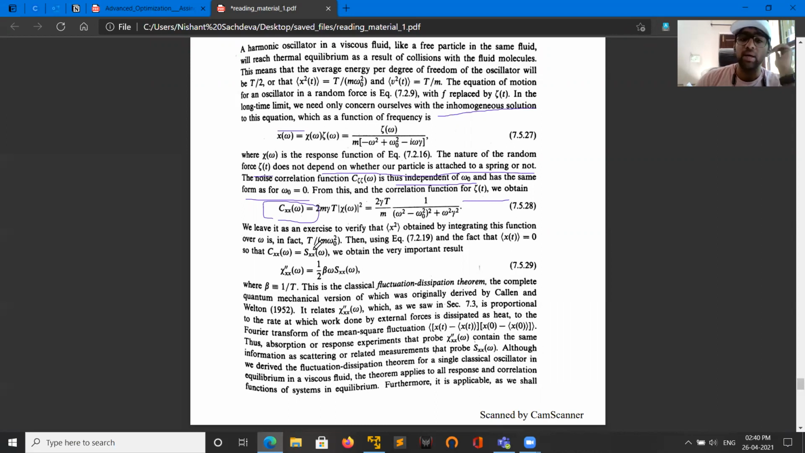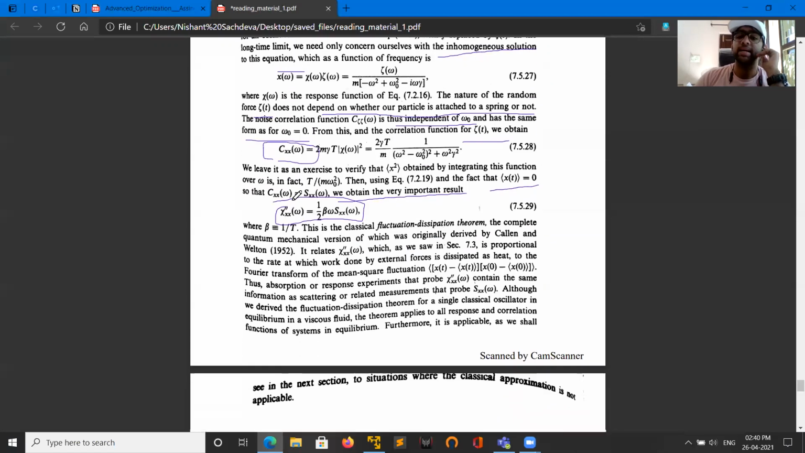Then using equation 7.2.19 and the fact that the average of x of t is 0, so that C_x of omega equals S_x of omega, we obtain a very important result, which is chi double prime of omega is half beta omega S_xx of omega, where beta is proportional to 1 by T. This right here is the classical fluctuation dissipation theorem.